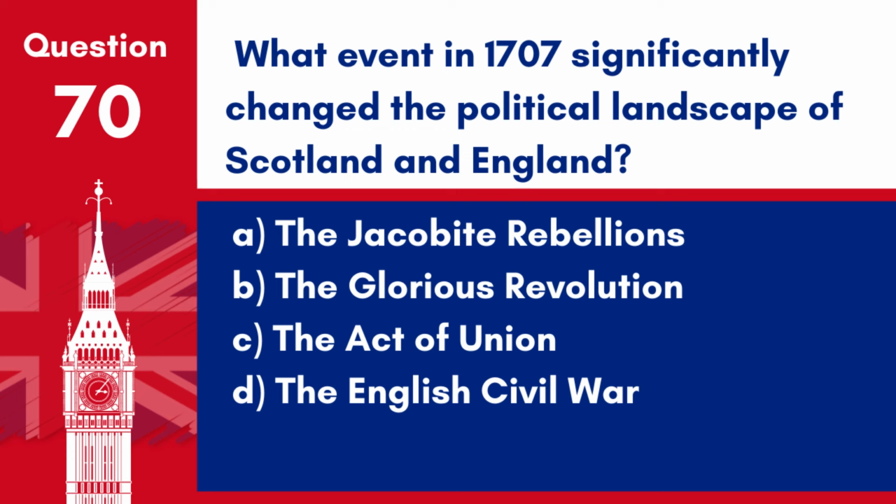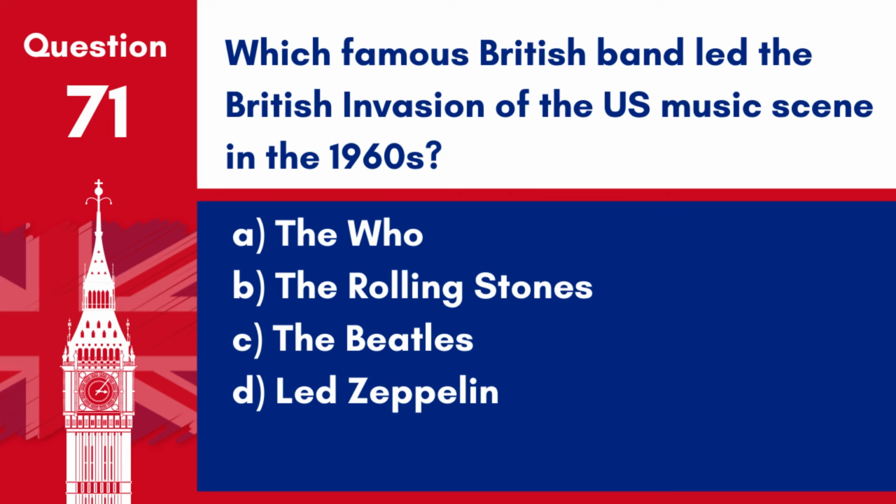Question 70. What event in 1707 significantly changed the political landscape of Scotland and England? A. The Jacobite rebellions. B. The Glorious Revolution. C. The Act of Union. D. The English Civil War. Answer: C. The Act of Union. The Act of Union in 1707 was a pivotal event that united the kingdoms of Scotland and England under the name of Great Britain.